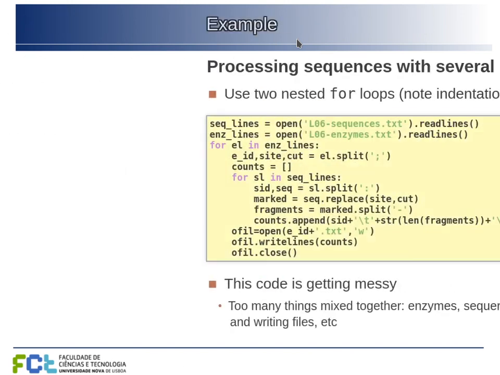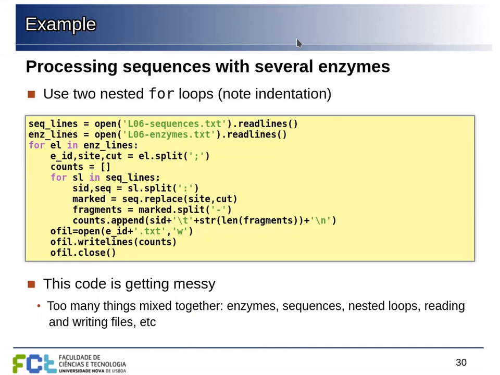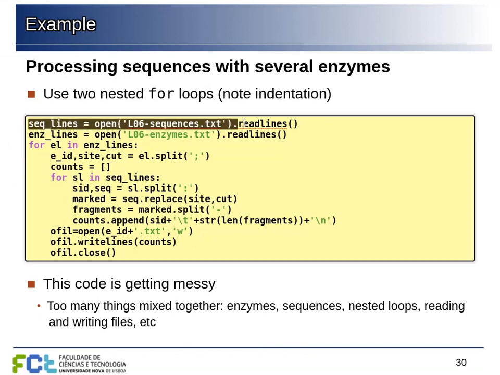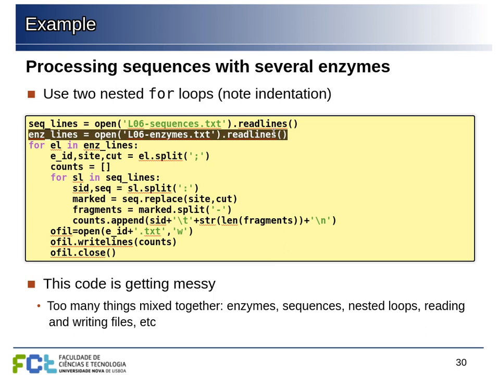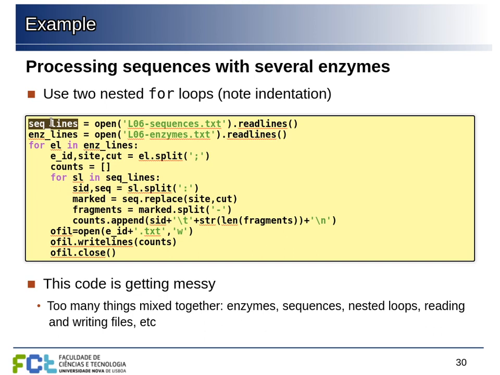So let's see how we can process sequences with several enzymes. We will read these lines for all the sequences. We will read the text with all the enzymes, so use read lines on both of them, and we get two lists, a list of lines from the sequences text file and a list of lines from the enzymes text file. And now we can nest two for loops.